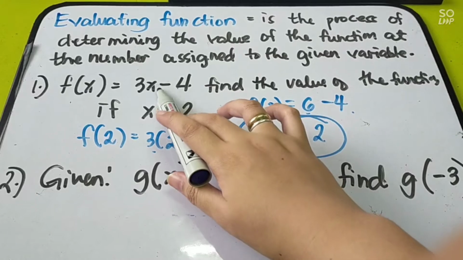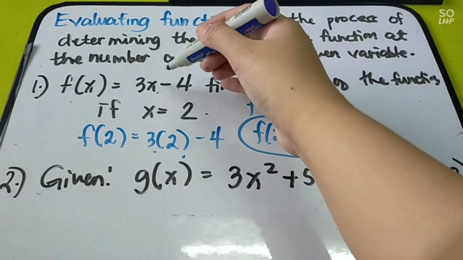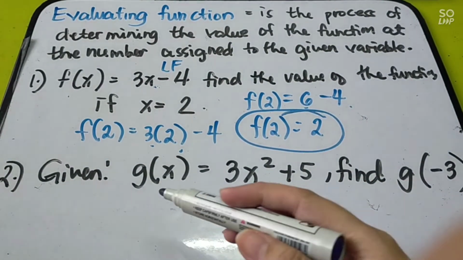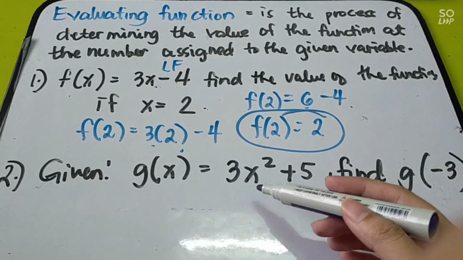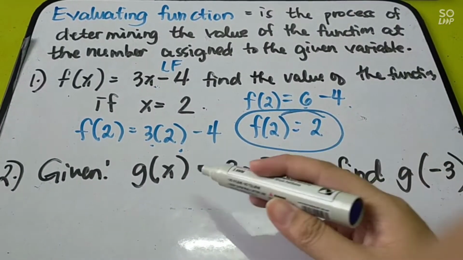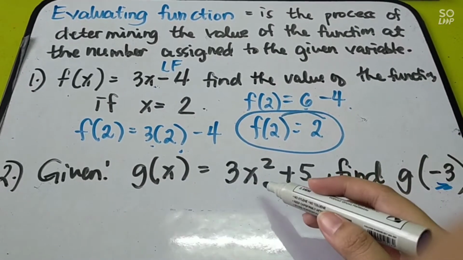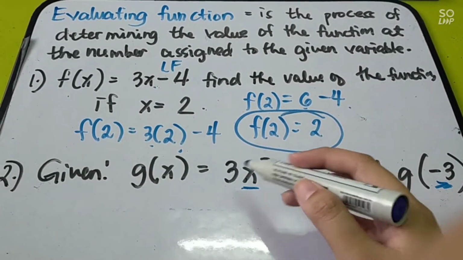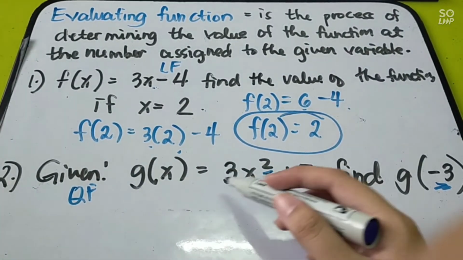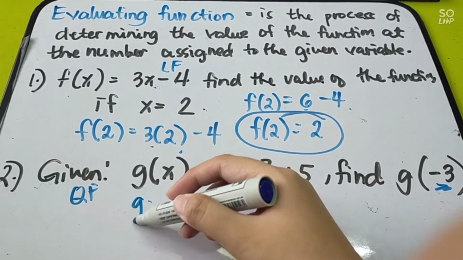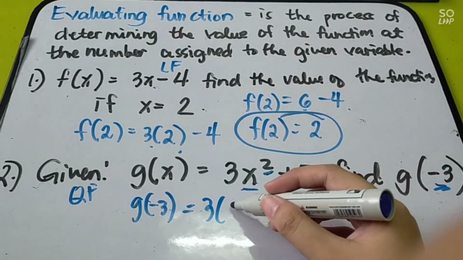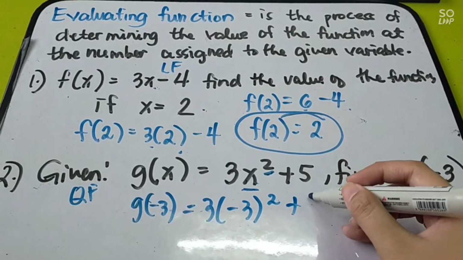So, ang ina-evaluate nating function dito, ang tawag sa kanya ay linear function. Next tayo, let us have number 2. Given, g of x is equals to 3x squared plus 5. Find g of negative 3. So, meaning, ang x mo ay negative 3. So, ang given naman natin dito is squared. So, therefore, ang given natin is quadratic function naman. So, we are going to change x into negative 3. So, you have here g of negative 3 is equal to 3 times, change mo yung x into negative 3 squared plus 5.